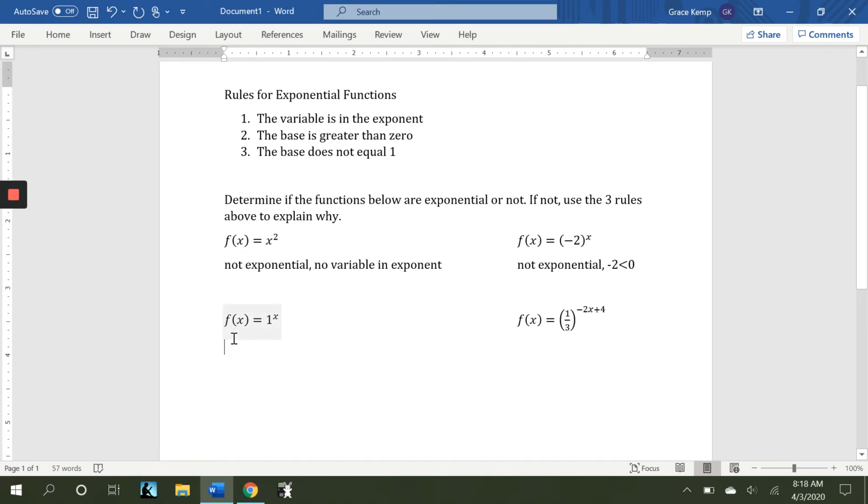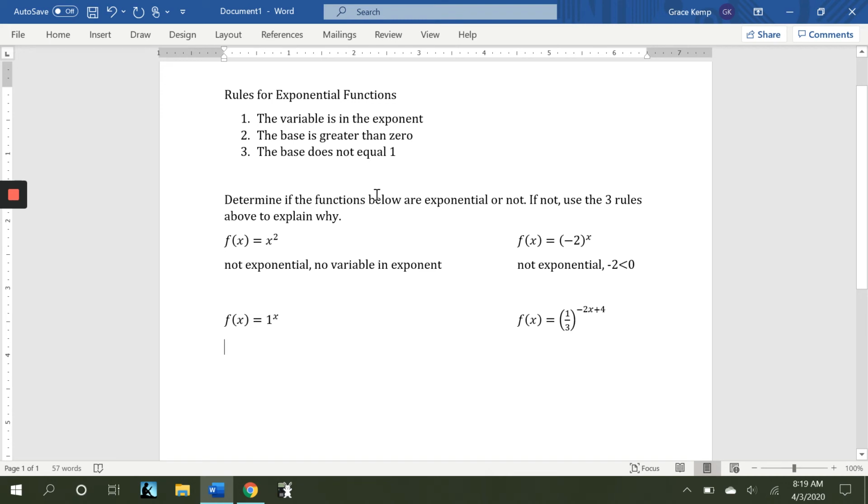All right, then we come down here to f of x equals 1 to the power of x. Again, we're going to check our three rules. Rule 1, the variable has to be in the exponent. In our function, x is the exponent here, so we're good on rule 1. Rule 2, is the base greater than 0? In this function, our base is a 1, and 1 is a positive number, so 1 is greater than 0. So we're good for rule 2. And then rule 3 says the base does not equal 1. Well, here we're going to run into a problem.